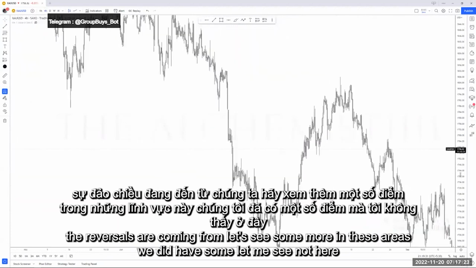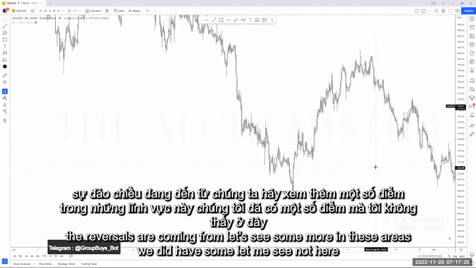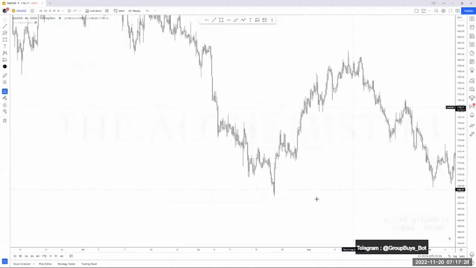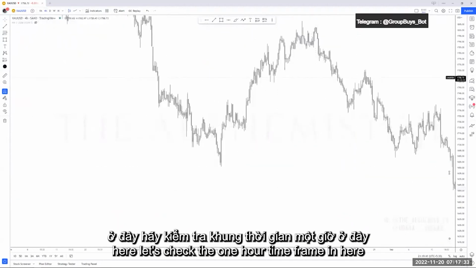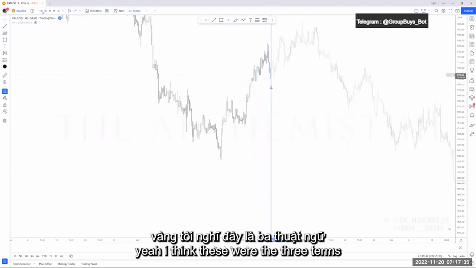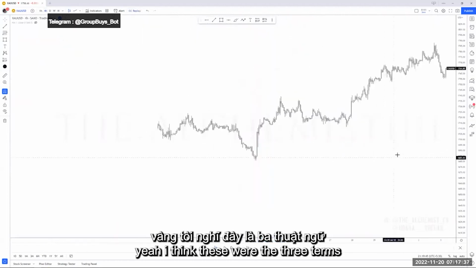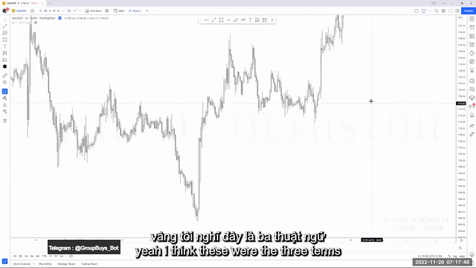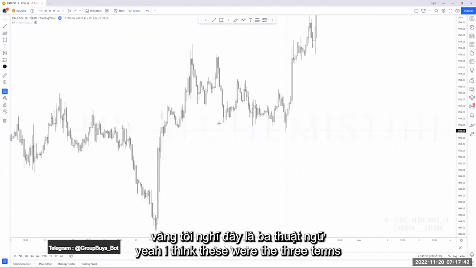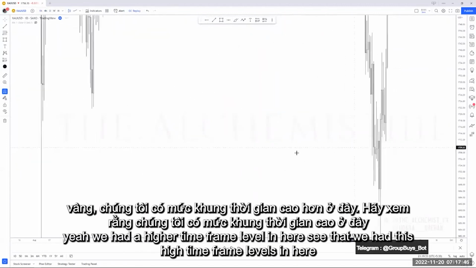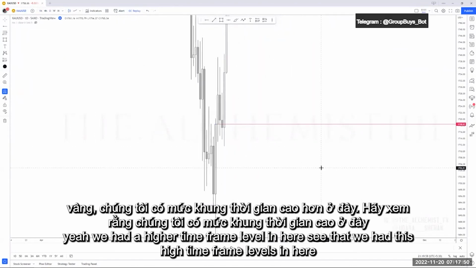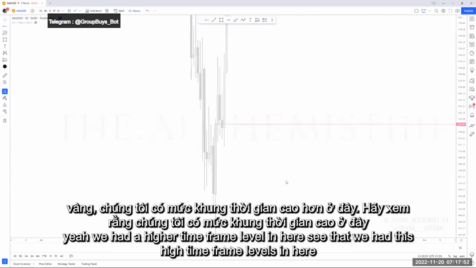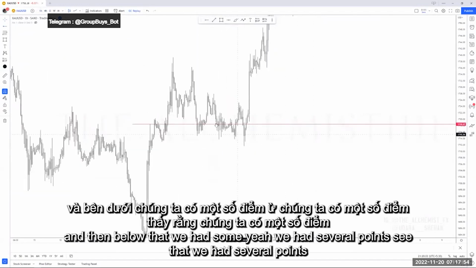Yeah, in these areas we did have some. Let me see, not here. Here. Let's check the 1 hour time frame in here. Yeah, I think these were the three terms. We had a higher time frame level in here. See that? We had these higher time frame levels in here, and then below that, we had several points. See that? We had several points below this.